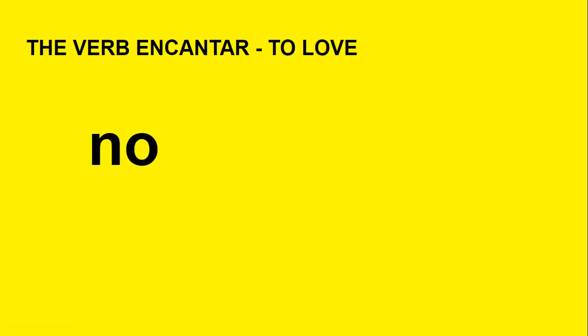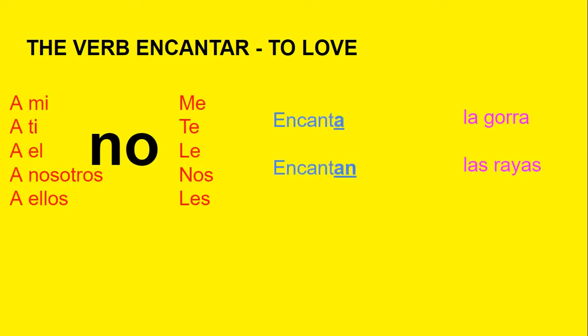So on the next one we have the verb encantar. So I can say again, we say a mí, a ti, a él, a nosotros. Or we could say me, te, le, nos, les in the middle. And then these go right in front of either encanta or encantan. Again, this is singular and plural. So a mí me encanta la gorra, or a ti no te encanta la gorra. A él le encantan las rayas, or a nosotros no nos encantan las rayas. So if we include the no, it comes in front of the me, te, le.